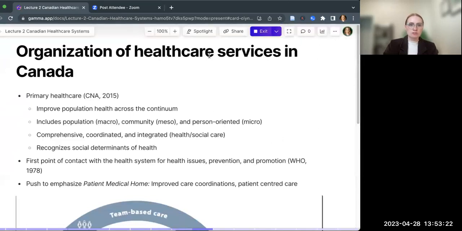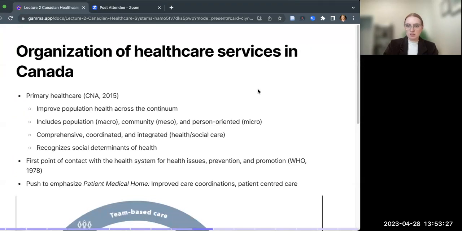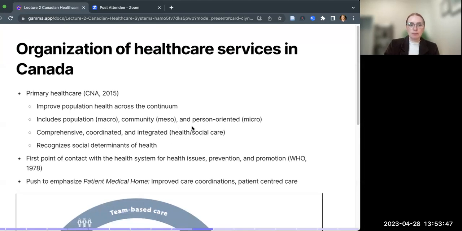So the organization of healthcare services in Canada. As I was kind of saying in the history piece, primary healthcare has historically been somewhat underemphasized. So there's definitely a move towards emphasizing more primary healthcare, with the goal of improving population health across the continuum. So really that population, macro level, community, meso, and then personal oriented micro, with the real goal of primary healthcare being a driver of comprehensive, coordinated, and integrated care.